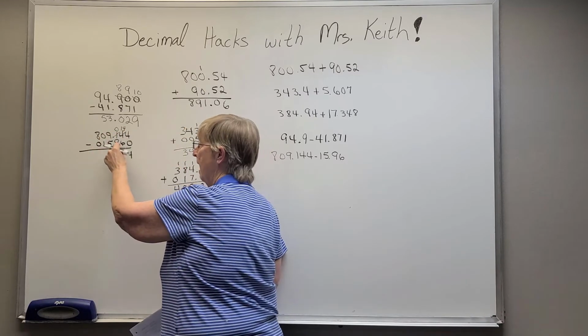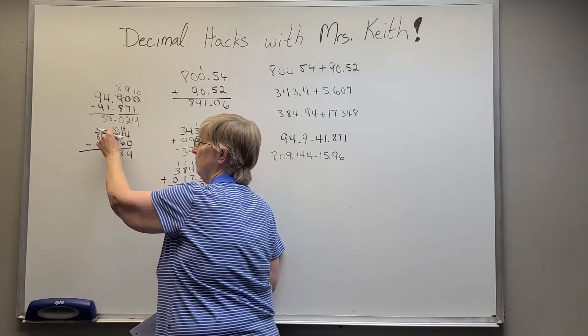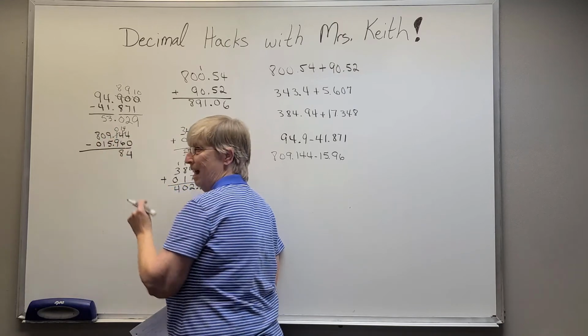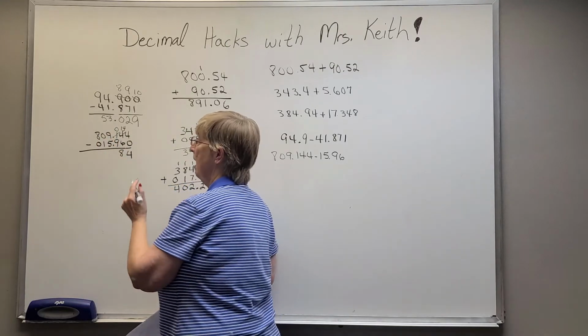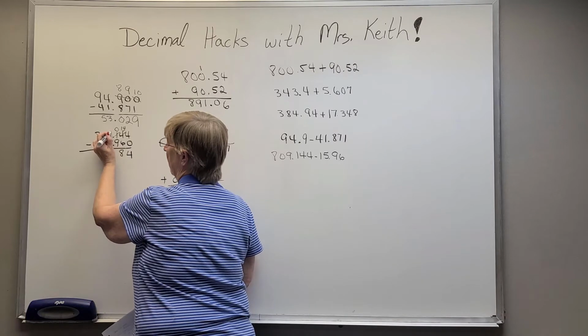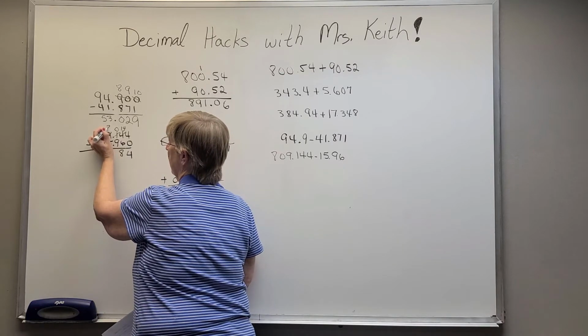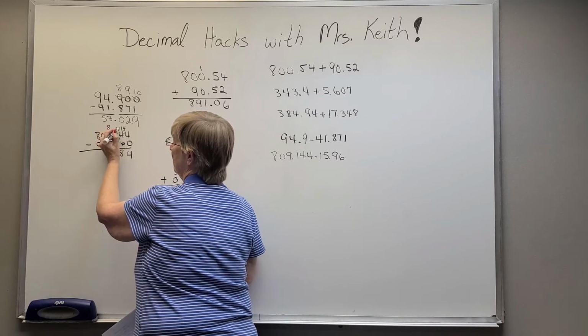You cannot say 9 minus 6. It has to be 0. It has to be 0 minus 9. I can't do that, so I have to borrow again. We'll borrow from the 9 and make it 8, and that makes this 0, 10.